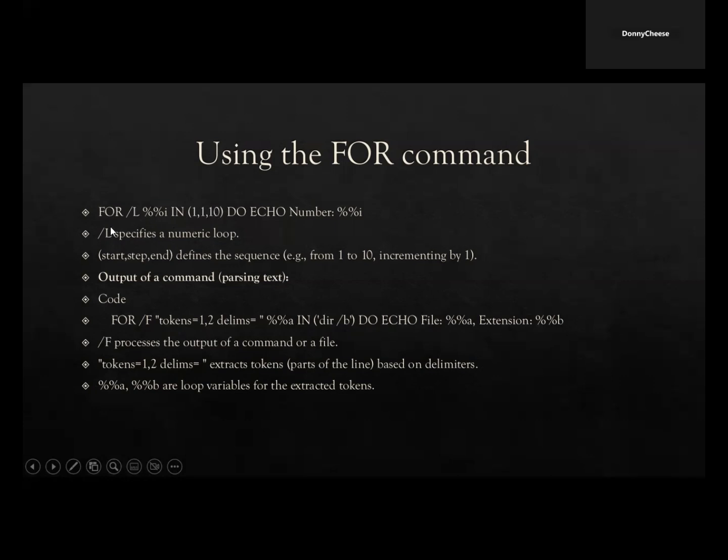And this is always going to be your syntax for the for command. You need the variable that you're using, which is %I, in, and then in brackets, the number you're starting with, how much it increments every loop, and what your maximum loop is. So in this example, it will output the numbers 1 to 10. The /L specifies that it's a numeric loop.